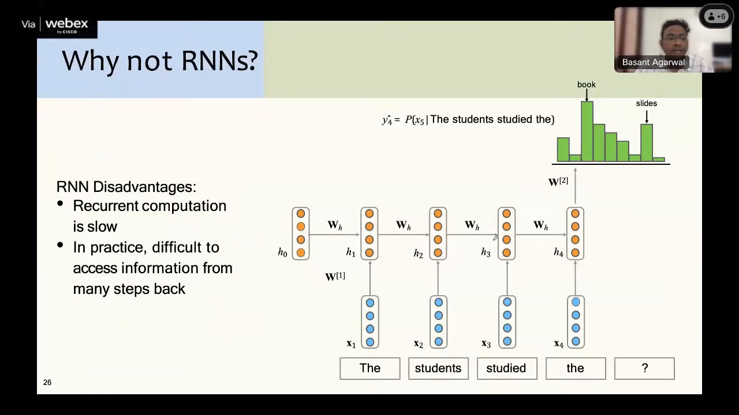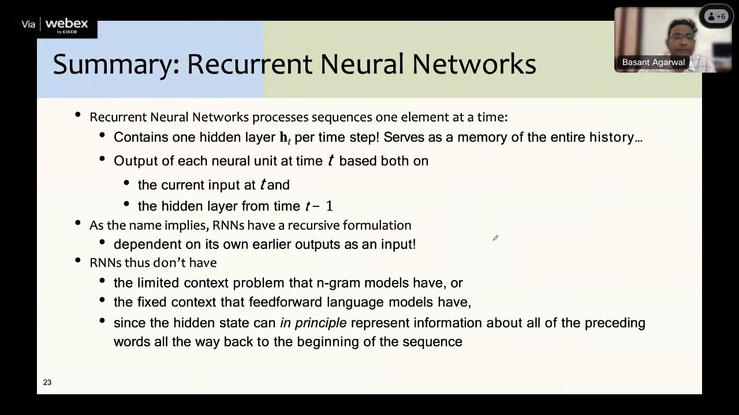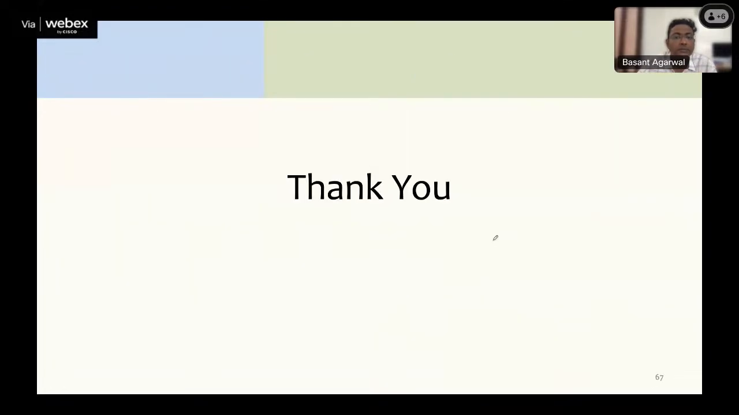The disadvantages of the recurrent neural network are that its computation is very slow, and it is difficult to access information from many steps back because of the vanishing gradient problem. Okay, this is just all the things we discussed so far, written down here.